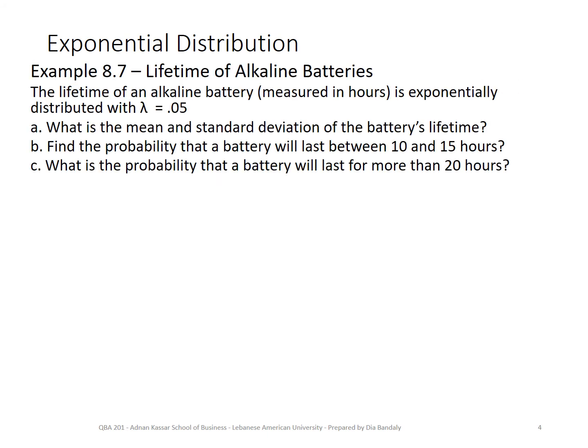So let's have an application about the exponential distribution. We're talking about the lifetime of an alkaline battery. We are given that it follows an exponential distribution and the parameter is 0.05. We are told that the lifetime is measured in hours. And then we have to answer 3 questions here.